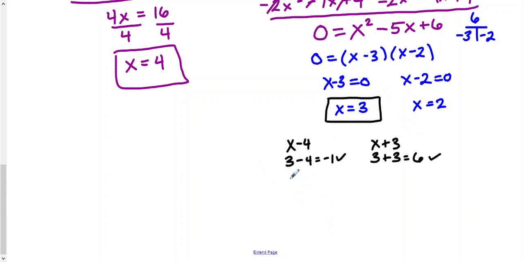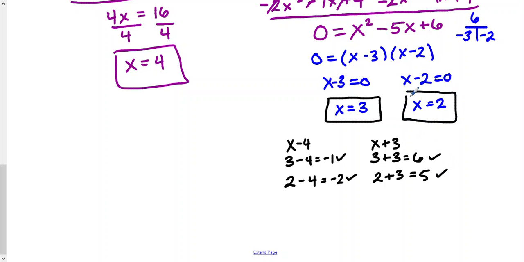We also need to check 2. So we get 2 minus 4, which gives me negative 2. That's okay. Remember, any number but 0. And then I get 2 plus 3, which gives me 5. So that works as well. So for number 4, we end up having 2 solutions.